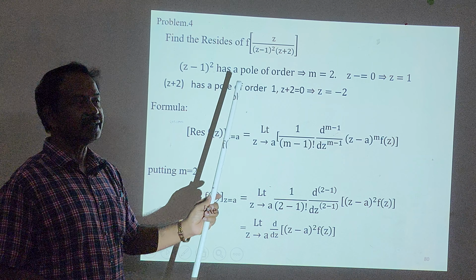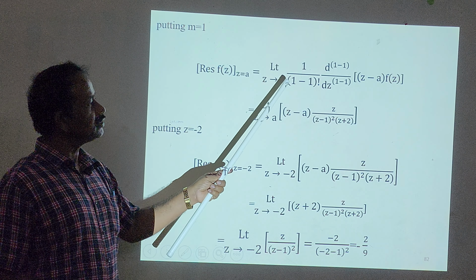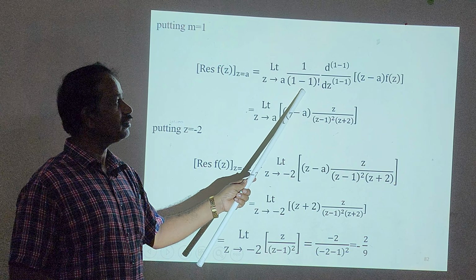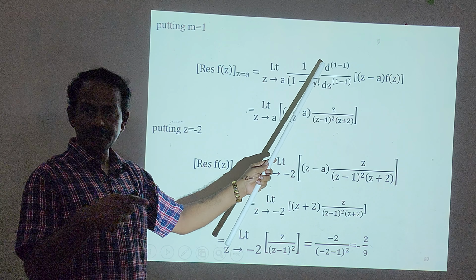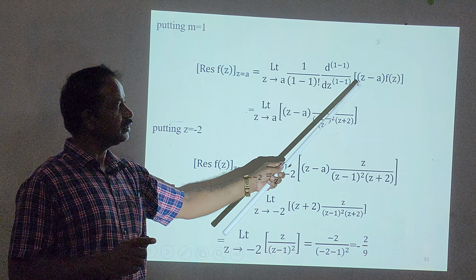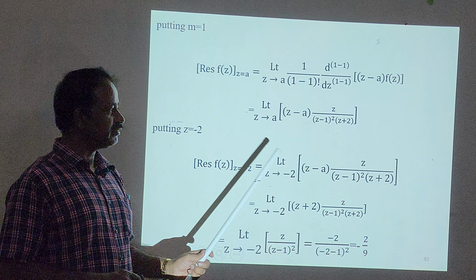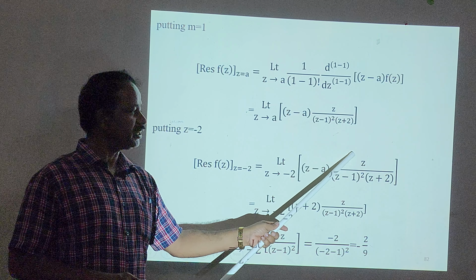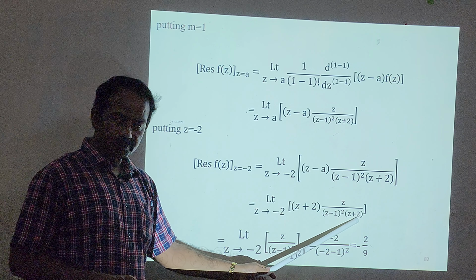M equals 1 and z equals minus 2. So m equals 1, the formula goes like this. 1 divided by 1 minus 1 factorial d to the power m minus 1. So 1 minus 1 d to the power 0. So this will have answer as 1 and this will have answer as 1. Z minus a multiplied by f of z. Z minus a is given as z plus 2. Z plus 2 multiplied by your f of z. As usual, this z plus 2 will get cancelled.